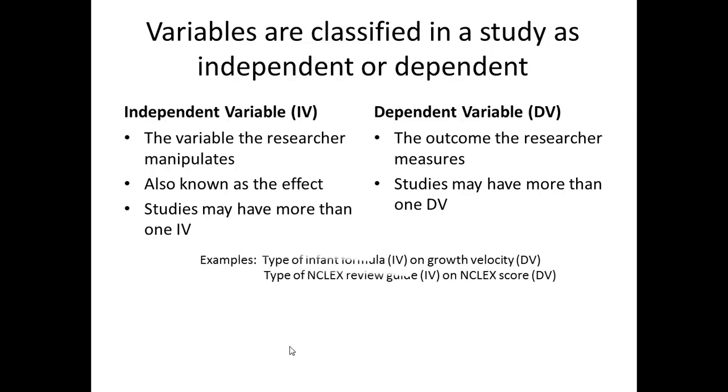An example: let's say that we want to know if different types of infant formula can affect growth velocity in babies. The type of formula doesn't change. It's the independent variable. It's the one that the researcher manipulates. Growth velocity is the outcome, and if our hypothesis is correct, it will depend on the type of formula. It's the dependent variable.